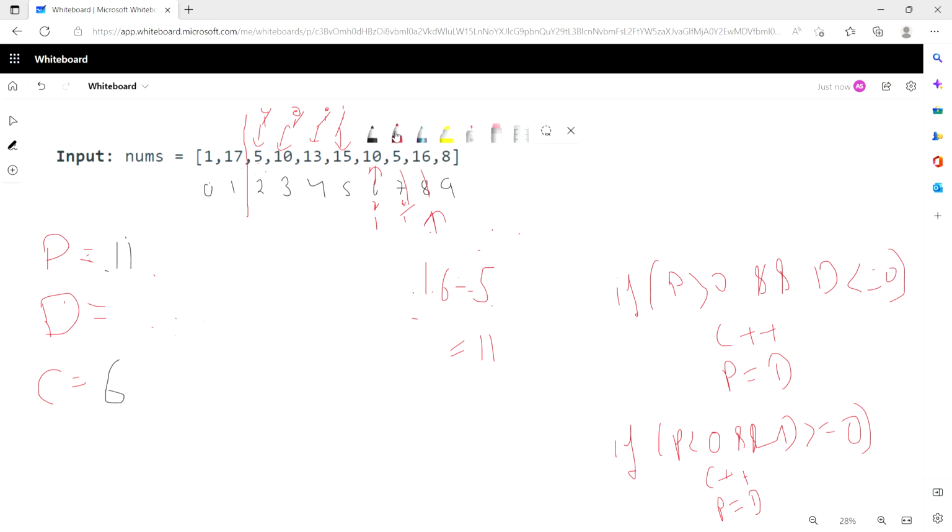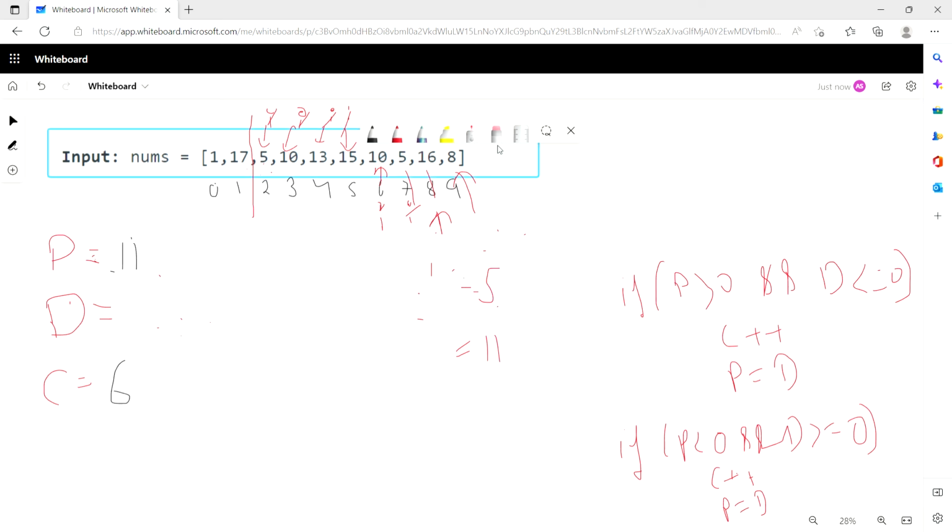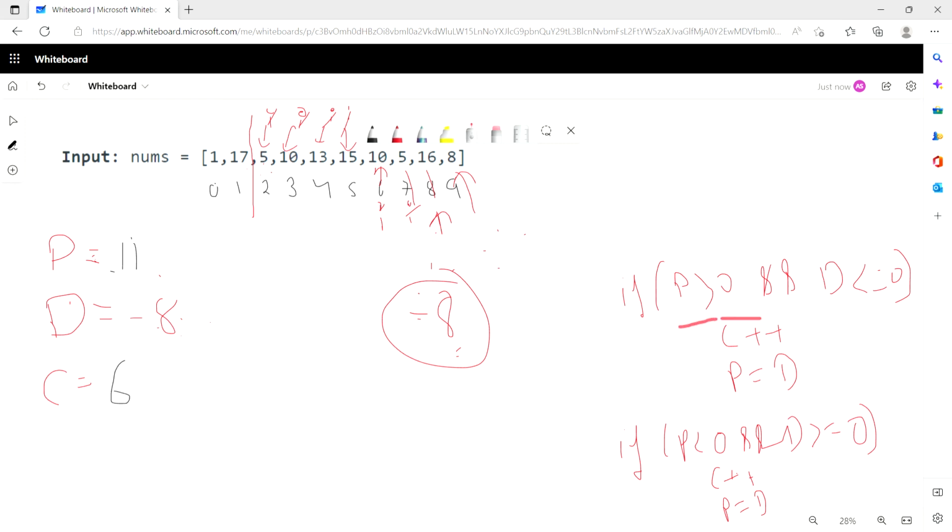Okay, so next comes 8. When the iteration moves to 8, what we'll do is 8 minus 16. 8 minus 16 is what? Minus 8. Okay, so the current difference is minus 8. The previous difference is 11. So previous one is positive, current one is negative. So it will increment the count and put the previous as the current difference. So let's do it. It increments the count and the previous one is minus 8.